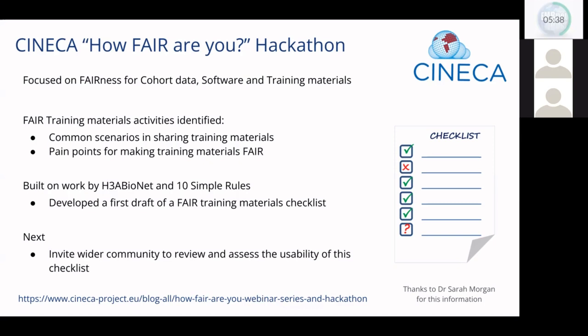The next steps coming out of this particular event are to share this checklist with the wider community, which is something that we'll do in the Elixir Hackathon later in the year. If you want to know more about the outcomes of the Seneca Hackathon, there's a really great blog post that Nikki Mulder wrote that you can see here linked on the screen.